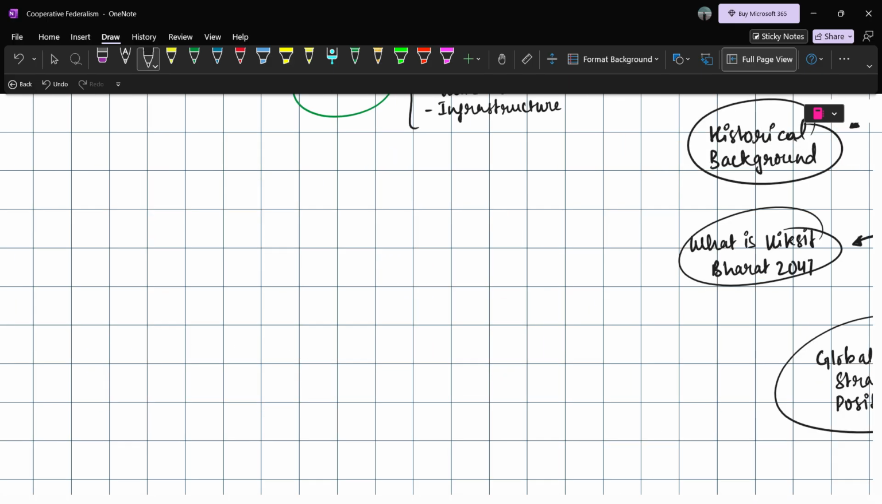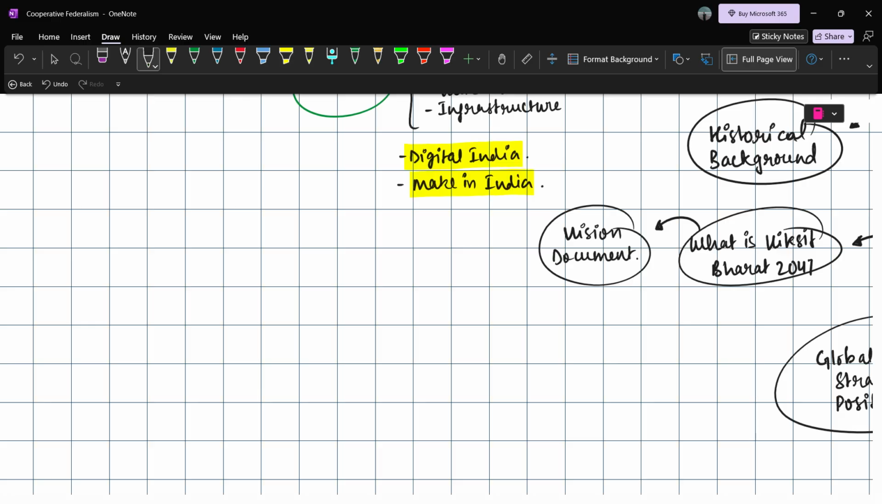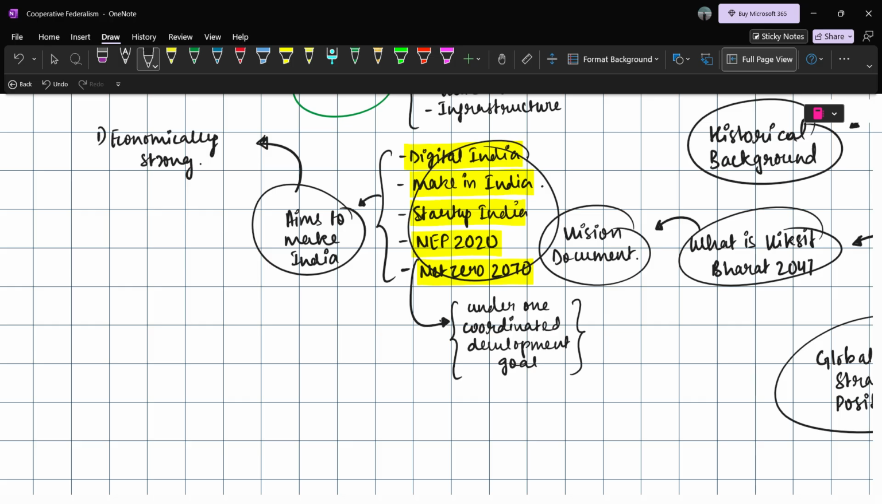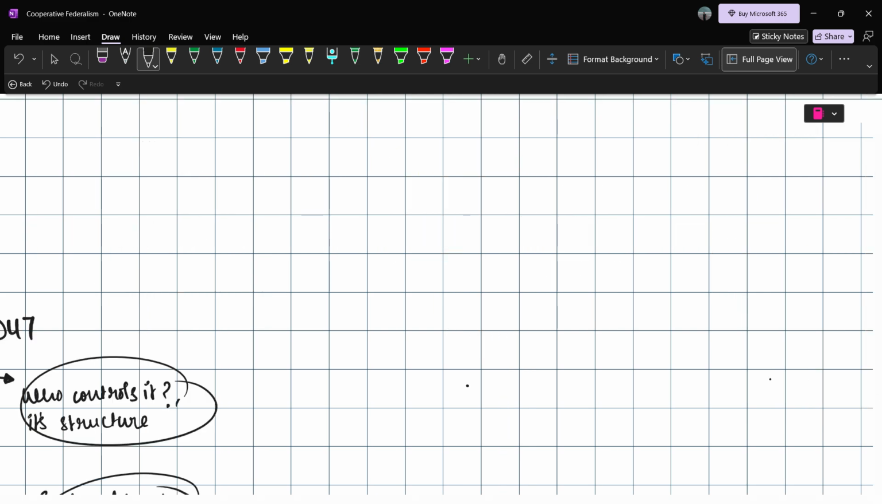Well, it is not a single scheme or program. It is a vision document, unifying existing flagship missions like Digital India, Make in India, Startup India, NEP 2020 and Net Zero by 2070 under one coordinated development goal. It aims to make India economically strong, socially inclusive, environmentally sustainable, and globally influential. Let's now understand who controls it and what is the structure.